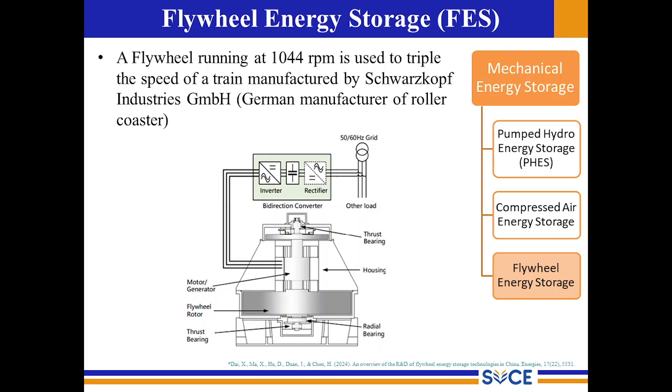So one application is by Schwarzkopf Industries. These are manufacturers of roller coaster trains. Roller coasters, as you know, can accelerate suddenly to very high speeds. So a flywheel which is running at 1044 RPM is used to power the train in the roller coasters by 3 times. So the speed increases by 3 times due to this use of flywheel.